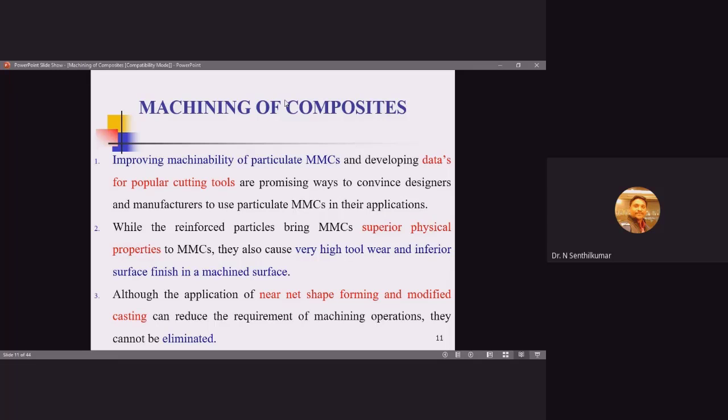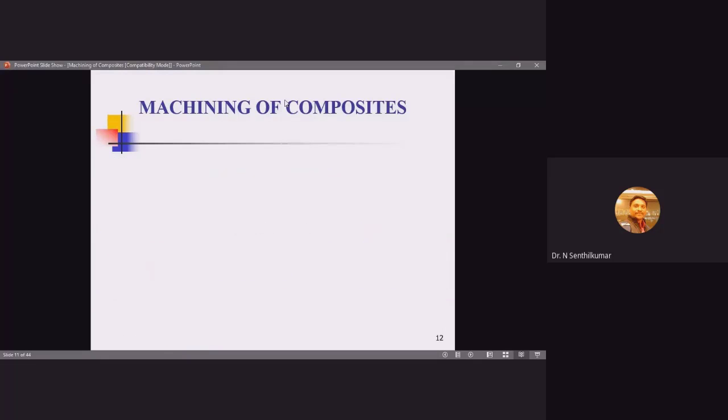So even though we are going with near net shape forming and modified castings, this machining process cannot be eliminated in all fields. So we have to finally go with some machining process.